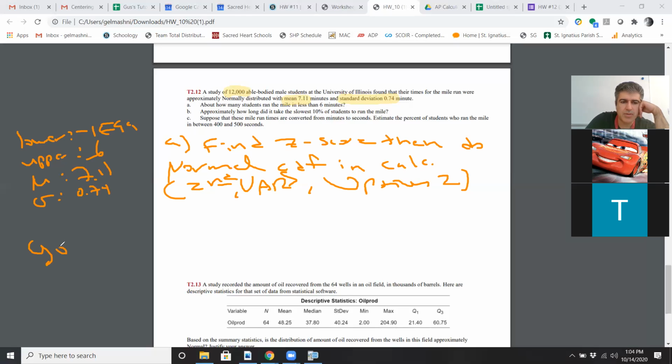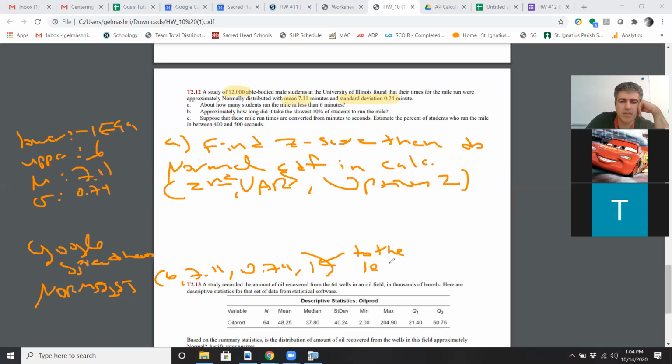Or you could do it in Google Spreadsheets, and you can do NORM.DIST, 6, 7.11, 0.74, and 1 because we're going to the left. You do 0 for going to the right. That's the area to the left of 6. The area to the right of 6. That's NORM.DIST.